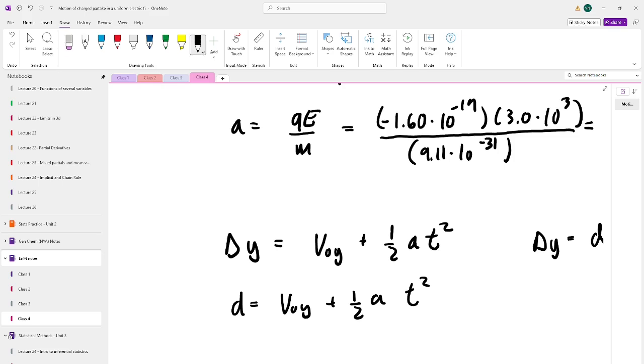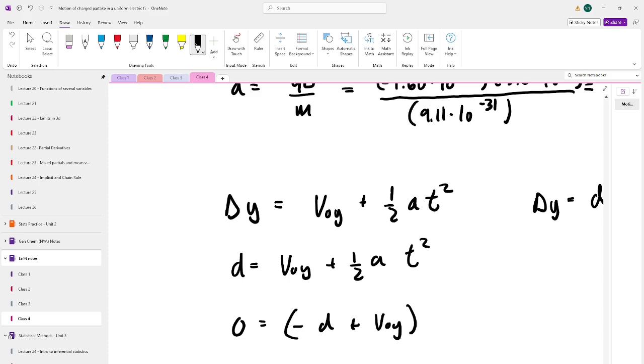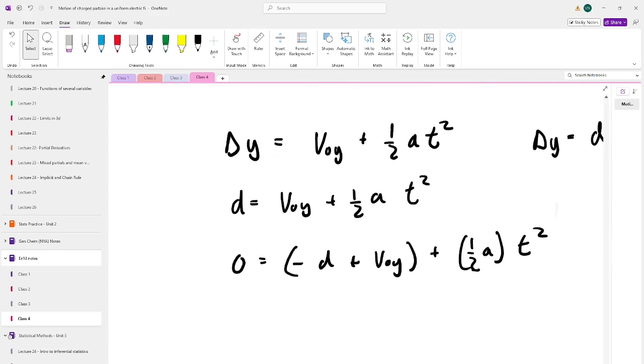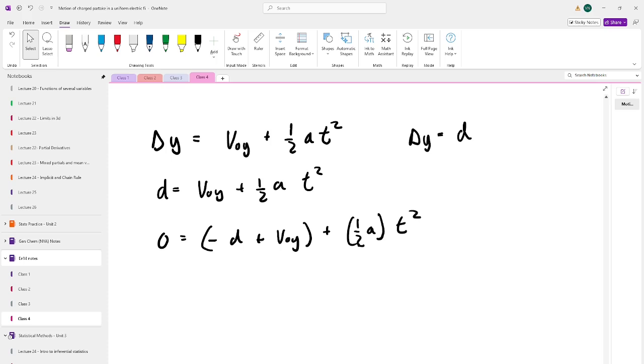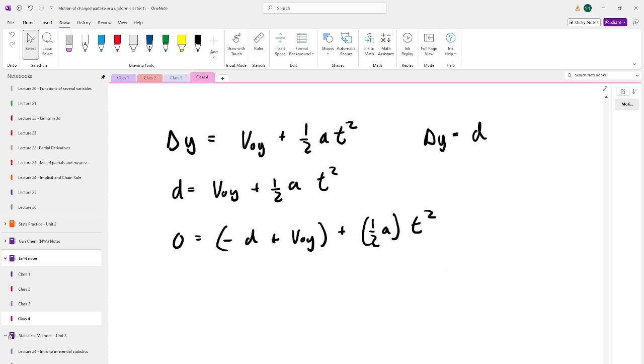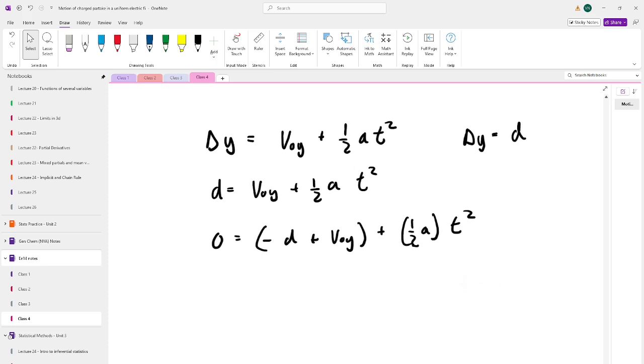This gives us a quadratic, so you'd solve with minus d plus v0y t, and that would give you the c term of the quadratic. And then you'd have your a term of the quadratic here. And so you would do this, and then you would solve for t if you were given a value of d. And that would be how long the electrons spend between the plates.